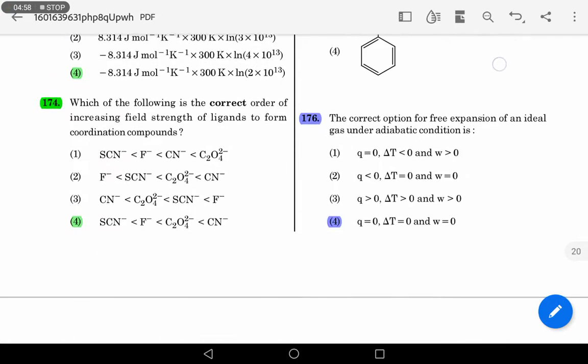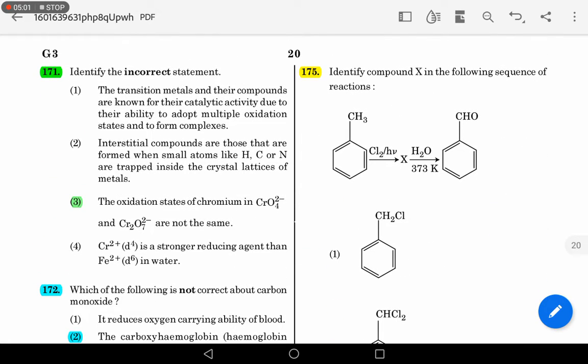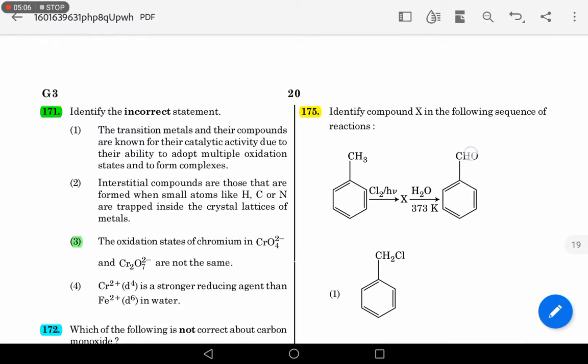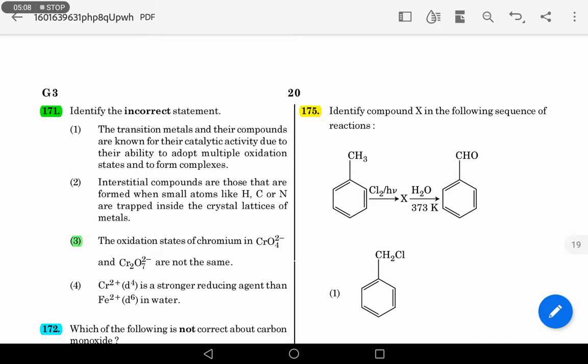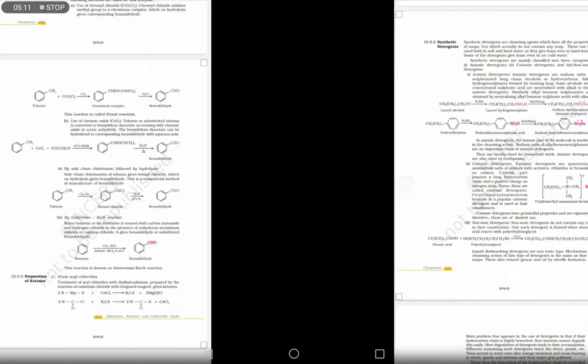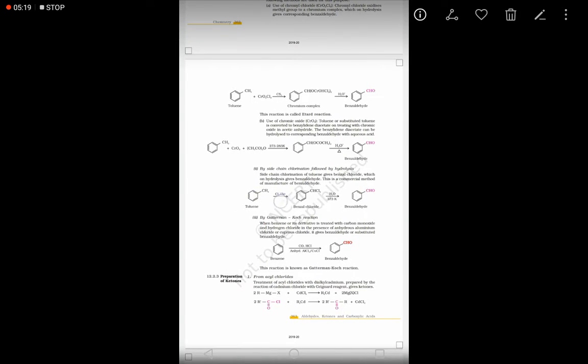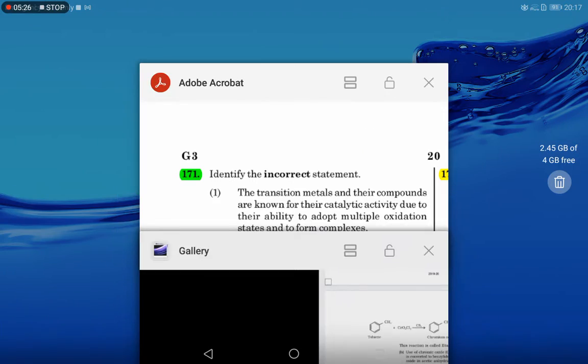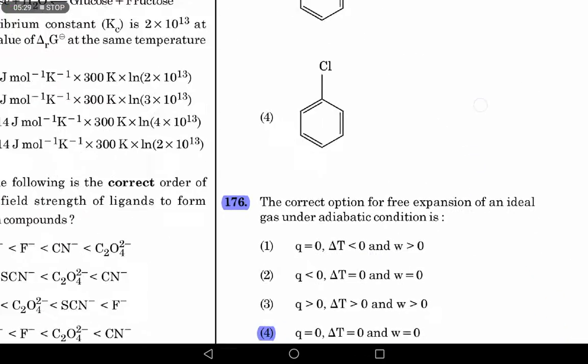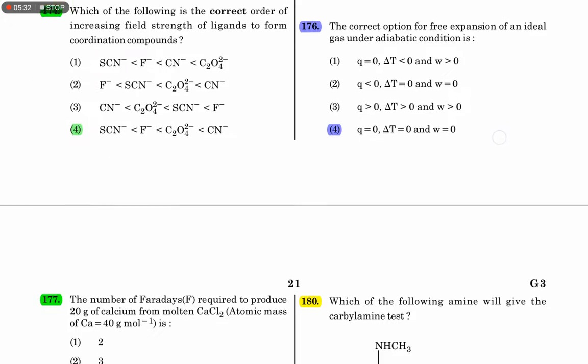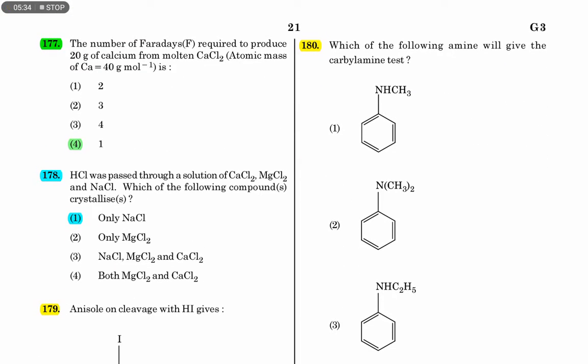Next question, identify compound X in the following sequence. The reaction resembles the preparation of aldehyde. Since aldehyde is given as the final product, it is an example of aldehyde preparation. Side chain chlorination followed by hydrolysis. Toluene with chlorine in the presence of sunlight gives benzyl chloride, which on hydrolysis gives benzaldehyde. So again a direct NCERT statement or reaction. So it's important to practice reactions as much as possible.